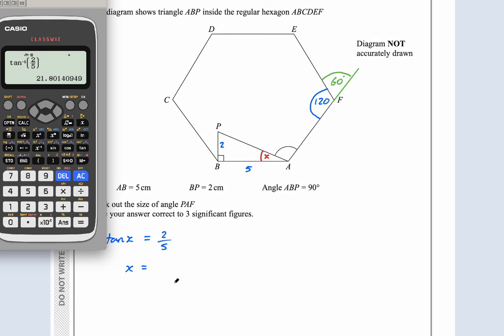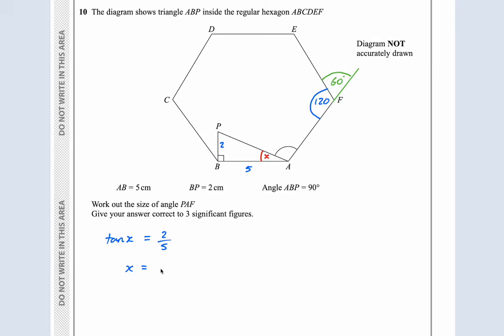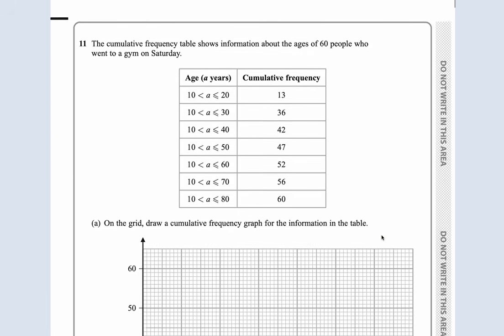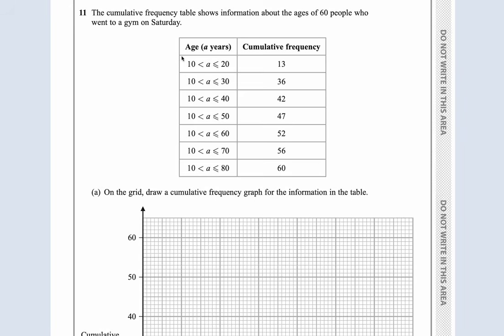So I want the inverse tan of 2 over 5, 21.8, so I'll just put 21.8. I'm not rounding too much yet. 21.8, three significant figures. So now I just need to do 120 minus 21.8, which is 98.2. You can use your calculator. So that angle here is 98.2 degrees.